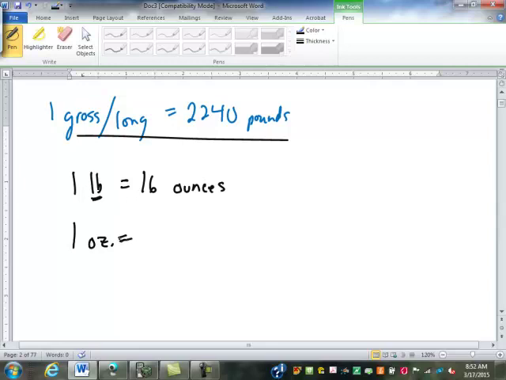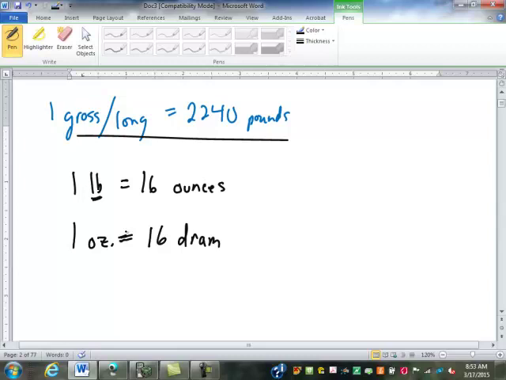Smaller than an ounce, anybody know? This one sounds like it's a metric unit, but it's not. A dram. There are 16 drams in an ounce. Smaller than a dram, there are units like minims and grains that are used in medicine. We're not going to worry about those.